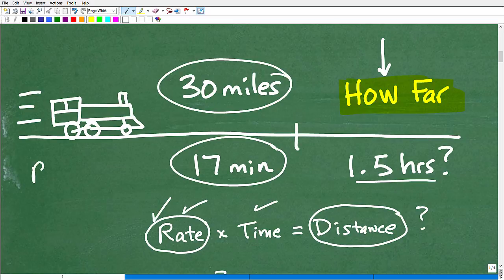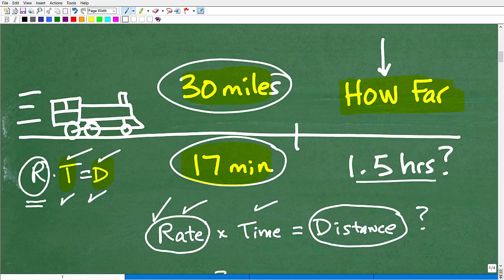Well, let's consider rate times time equals distance. I need the speed to get the distance here, right? But right now I'm thinking, how do I get the speed? Well, let's go back to this information. The speed is the rate. In order for me to get the rate, I need the time and I need the distance. So do I have time? Yes, I have time, 17 minutes. And do I have distance? I do have distance, 30 miles. So I know the train has traveled 30 miles in 17 minutes. Excuse me, my voice is breaking up here, I'm plowing through it. So that's enough information for me to get the rate.